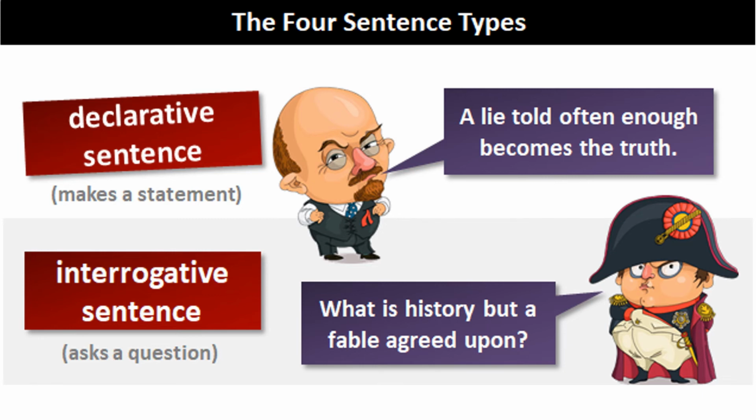The first type of sentence is what we call declarative or assertive sentence. It makes a statement. For example, a lie told often enough becomes the truth. In this kind of sentence, you need to use the punctuation mark period. Another type of sentence is interrogative sentence. All you need to remember is that it's a question. For example, what is history but a fable agreed upon? This type of sentence uses the punctuation mark question mark.